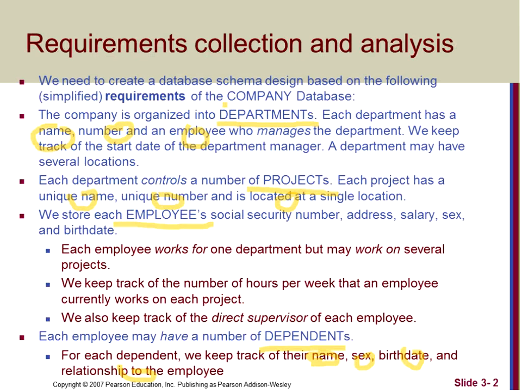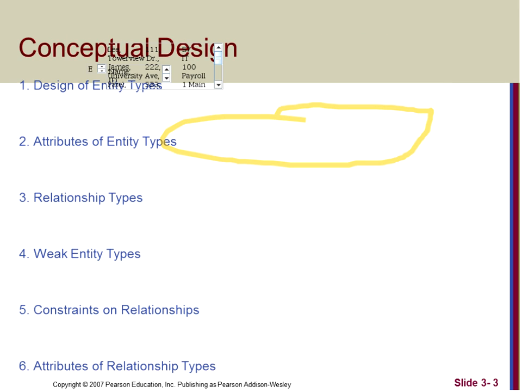So we complete the first step and the second step. The next one is the relationship. Oh, before that, we decide that these are the entity types, and these are the attributes.